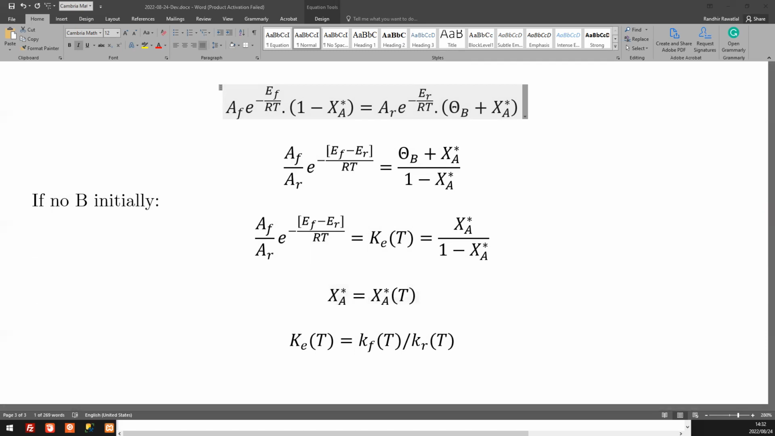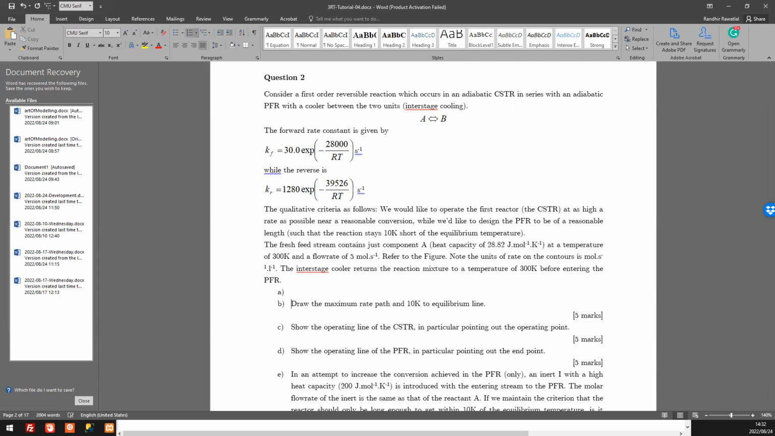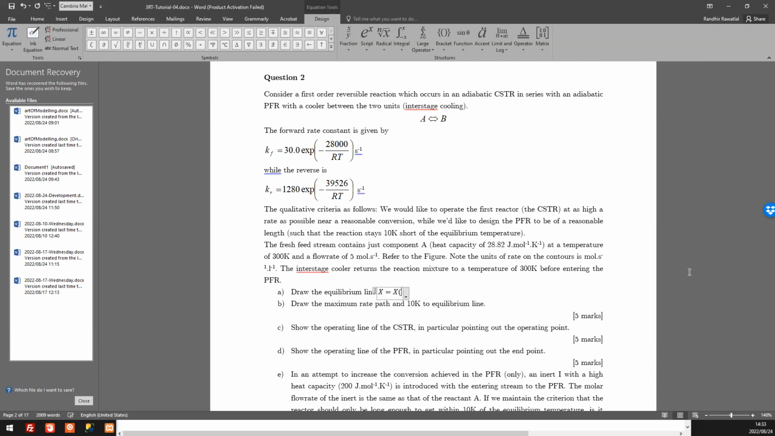And for your tutorial, I hope this question is asked. This kind of goes straight into very specific things, but I would like to add here: draw the equilibrium line as a function of temperature, which means X equals X of T, and we should say X star. And in fact, maybe we should do that here quickly. Let's take this example.